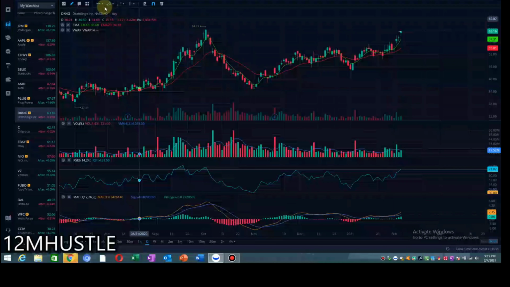Hey guys, here we go. I've got the ticker DKNG pulled up, which is DraftKings. We're going to go ahead and draw support and resistance lines together. This is usually what I do.